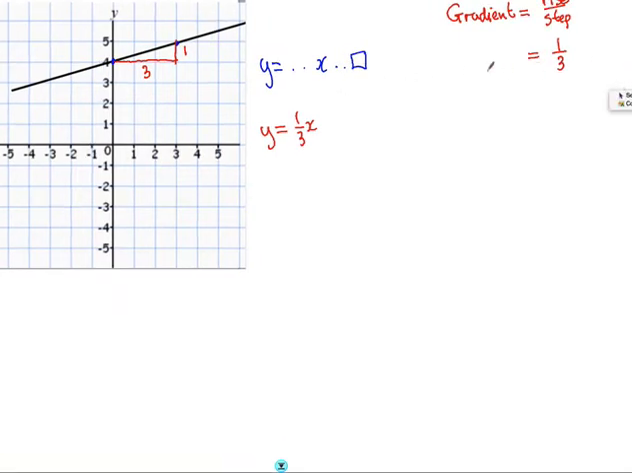y-intercept. And the y-intercept is where it crosses the y-axis. And this point here, right here, is where the line crosses the y-axis. And the value for that is y equals 4. It's a positive 4, you write y positive 4. So here's the equation of the straight line. y equals a third x plus 4. And we're done.